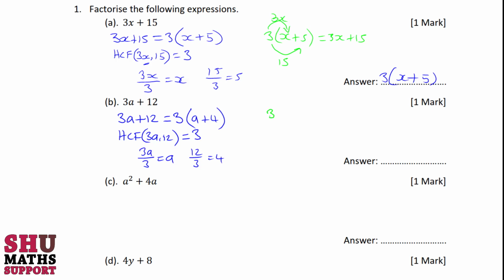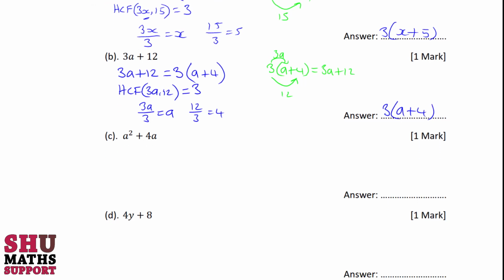So we're saying that 3 times a plus 4 is equal to, where we have 3 times a, which is 3a, and then we have 3 times 4, which is 12. And we end up with 3a plus 12, which is our original expression. So we know that our workings out is correct. So that means on our answer line, we need to put the final answer of 3 times a plus 4.